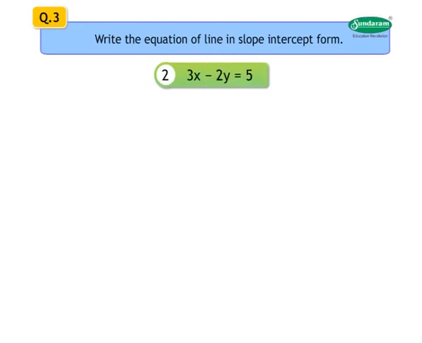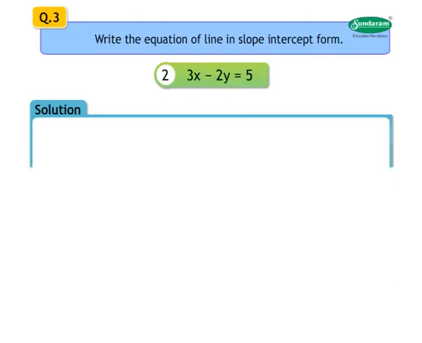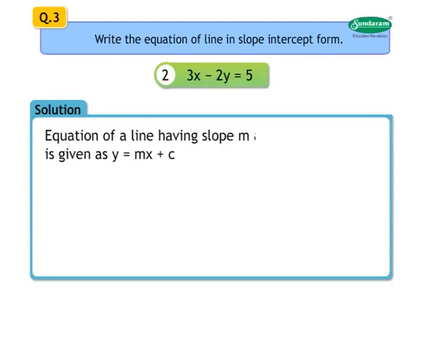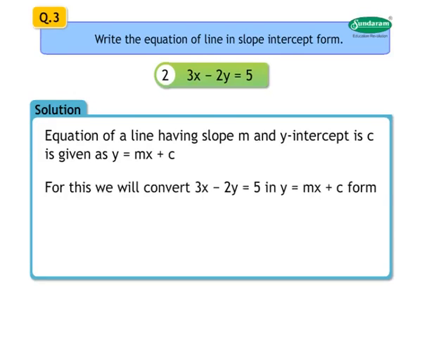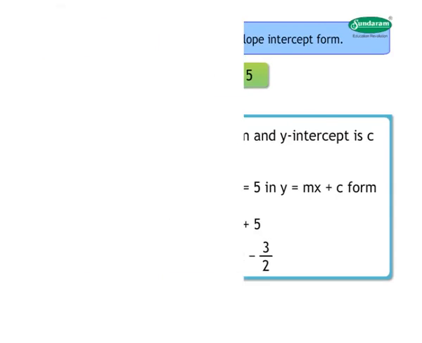Number 2. 3x - 2y = 5. Solution. The equation of a line having slope m and y-intercept c is given as y = mx + c. For this, we will convert 3x - 2y = 5 into y = mx + c form. -2y = -3x + 5.